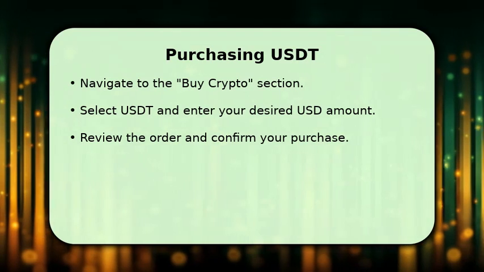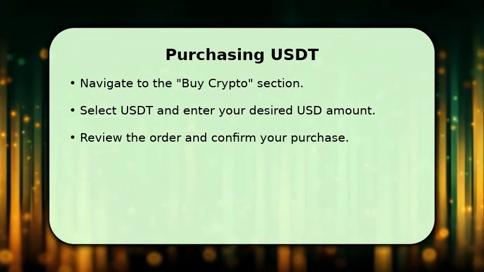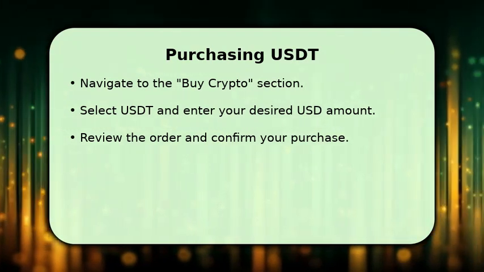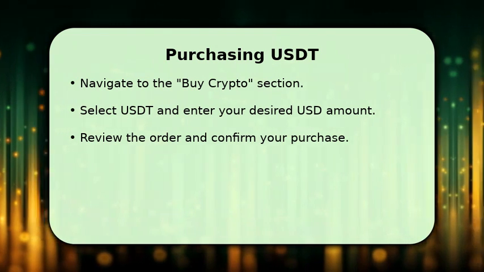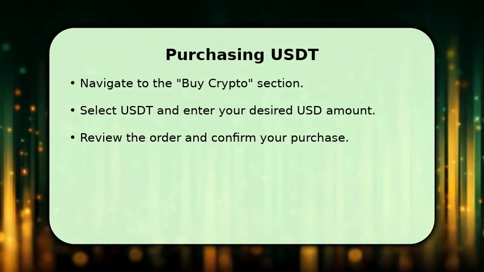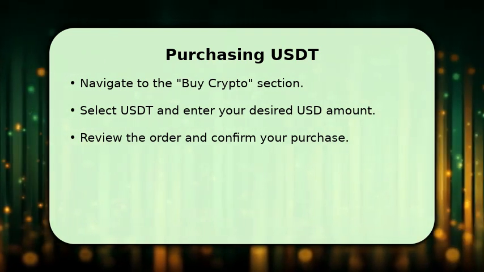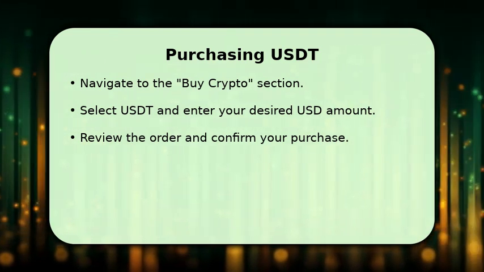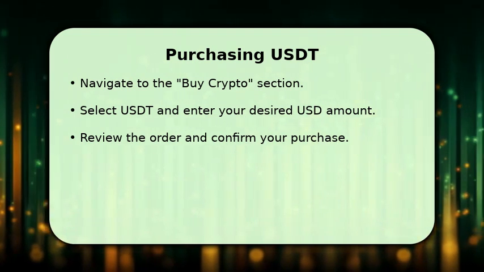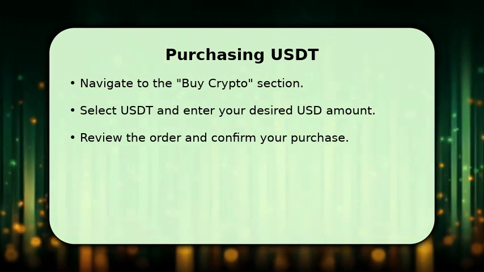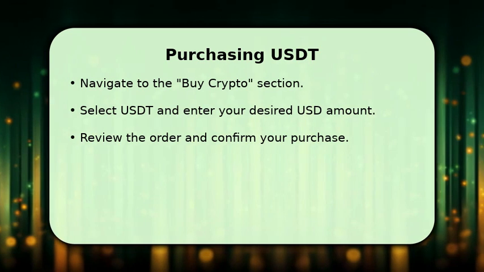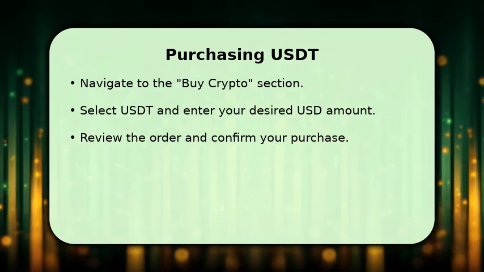Once your USD funds are available, purchasing USD is simple. Head over to the Buy Crypto section on the Binance US platform. Choose USD from the list of available cryptocurrencies and input the amount of US dollars you wish to spend. Always double-check the order details, including the exchange rate, before confirming your purchase. Your USD will then appear in your wallet.